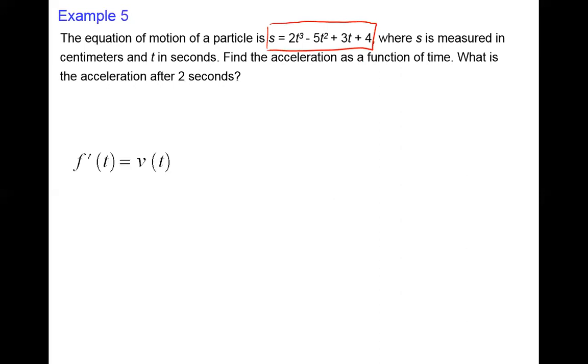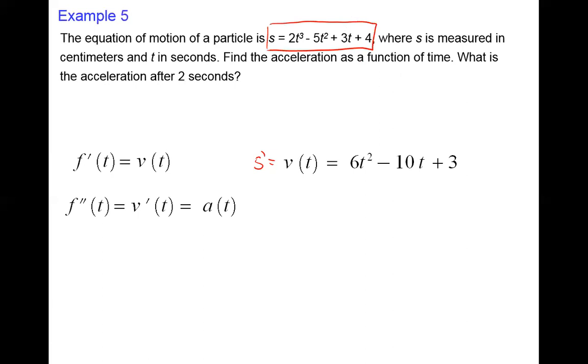Okay, that means position function. Having the position function, in order to get the velocity, we have to differentiate. The derivative of the position function is the velocity. That means the derivative, I can say S prime, because the function was named S. The derivative of 2t cubed is 6t squared. The derivative of minus 5t squared is negative 10t, and plus 3.